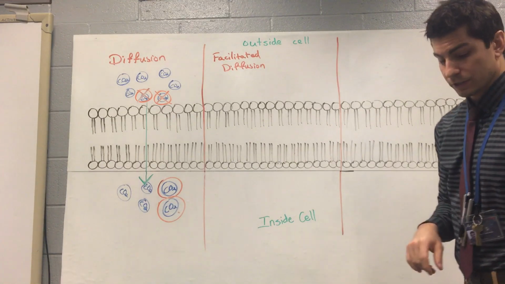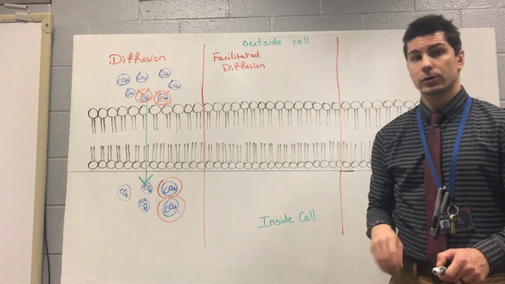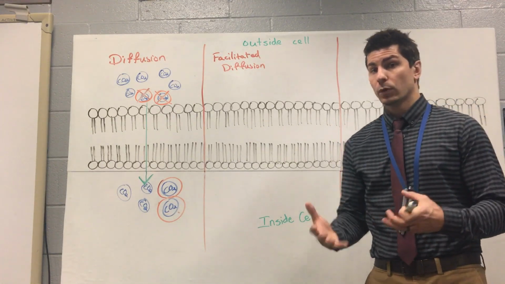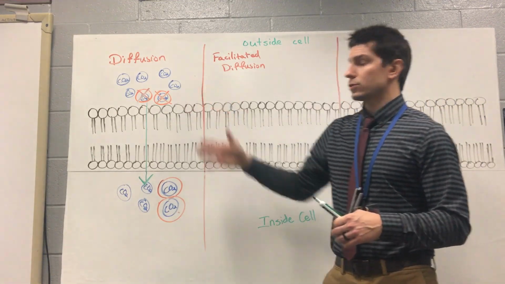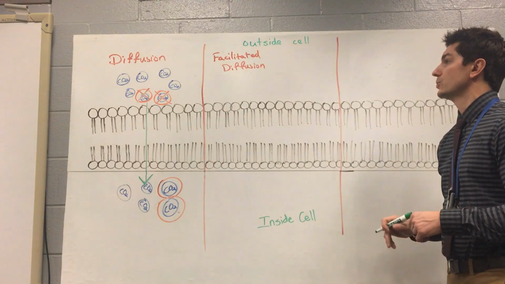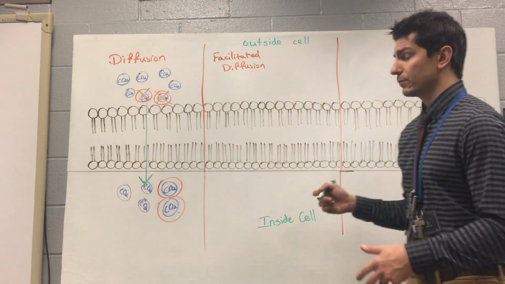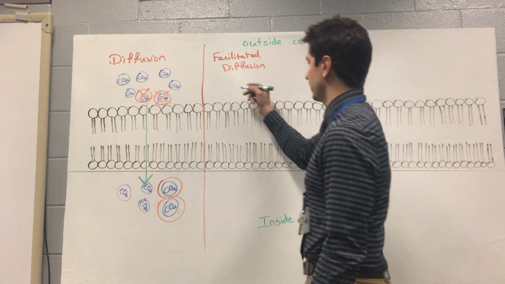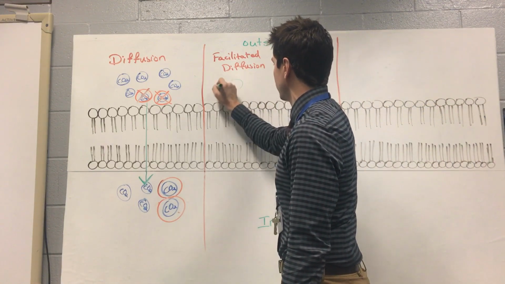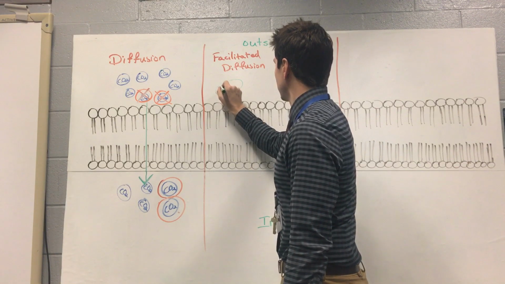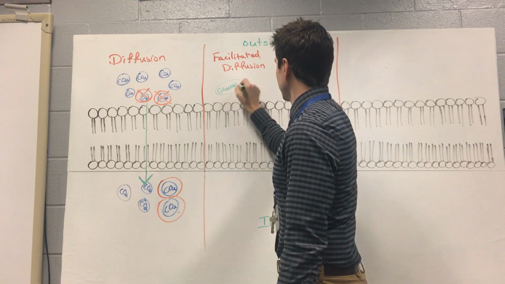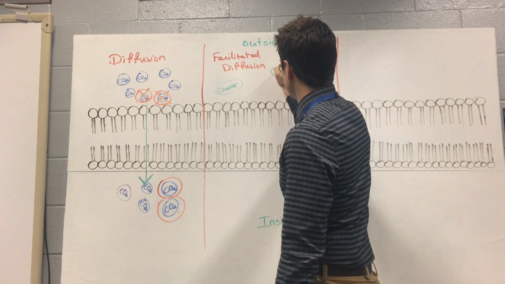What we're going to move in facilitated diffusion, these are going to be molecules that are much larger or polar compared to our small nonpolar ones that we moved in diffusion. I'm going to move glucose in here. Okay, so let me just make a few glucoses. There's a glucose. There's another one.